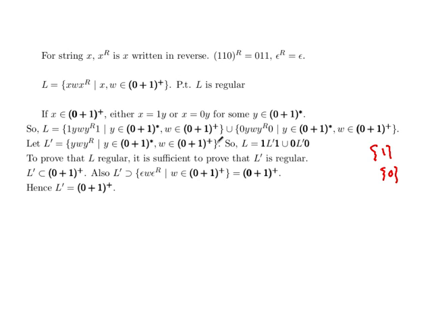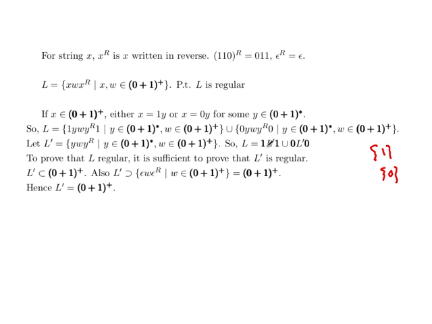Now, in order to prove that this L is regular, it's sufficient to prove that L prime is regular, right? Because regular languages are closed under concatenation. So 1 L prime 1 will be regular, 0 L prime 0 will be regular. These two are separately regular because of closure under concatenation, and then we have closure under union. So their union is also regular.